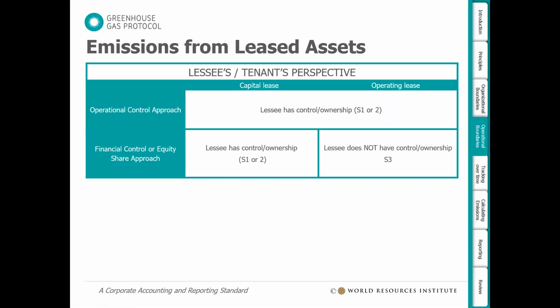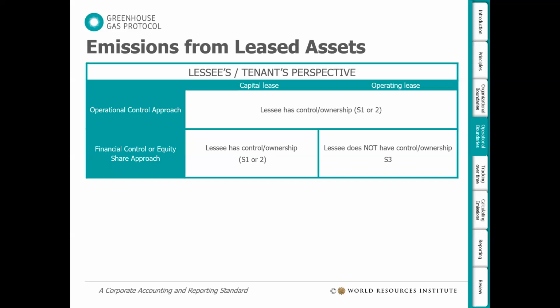And whether leased assets are scope 1 or scope 3 for a company depends on both the approach chosen to set organizational boundaries and on the type of leasing arrangement. And this table shows this interaction. Let's take the lessee's perspective first of all. Under the operational control approach, the lessee is considered to have control or ownership of the lease and therefore accounts for the asset's emissions as scope 1 or 2, regardless of the type of lease.